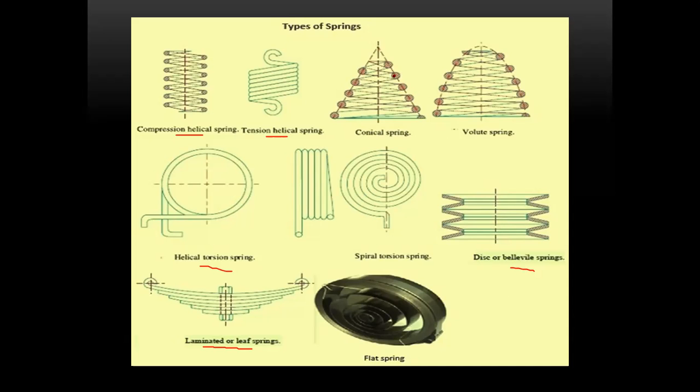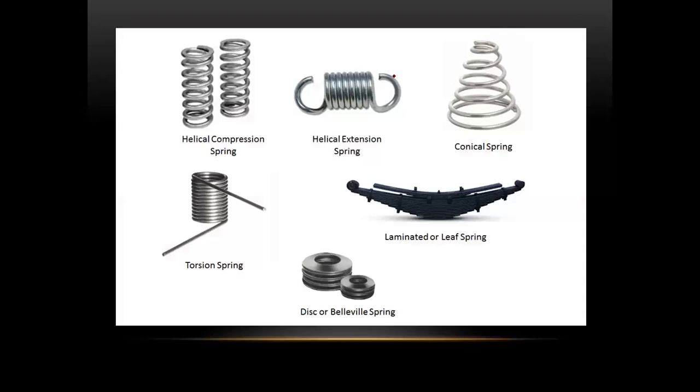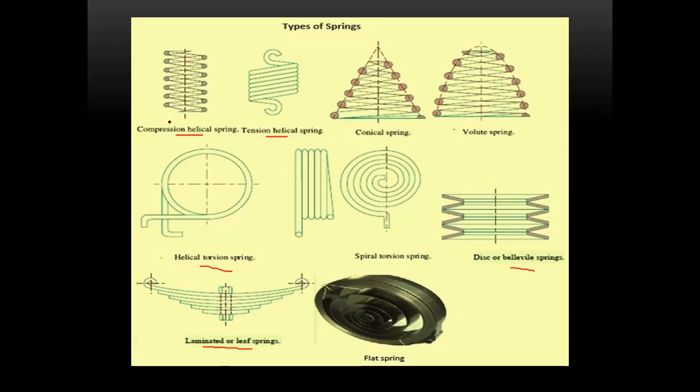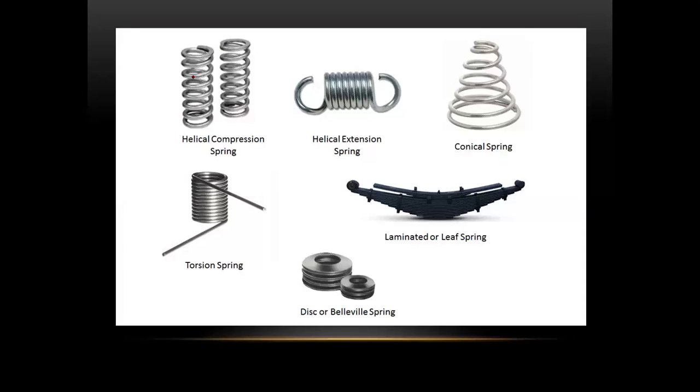Next, if you see the original figures of the above said line diagrams, how are the helical springs looking? See the helical compression spring, this is a helical extension spring, this is a conical spring, this is a torsion spring, which you can see in your daily applications like your clamp, your exam pad, like that, right?